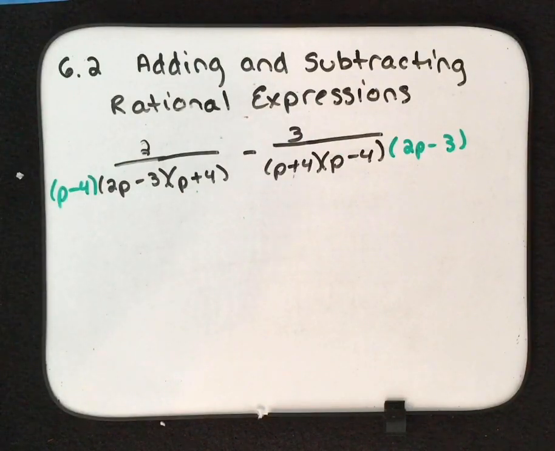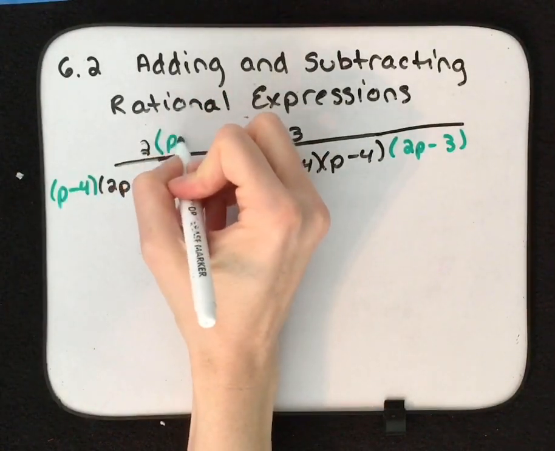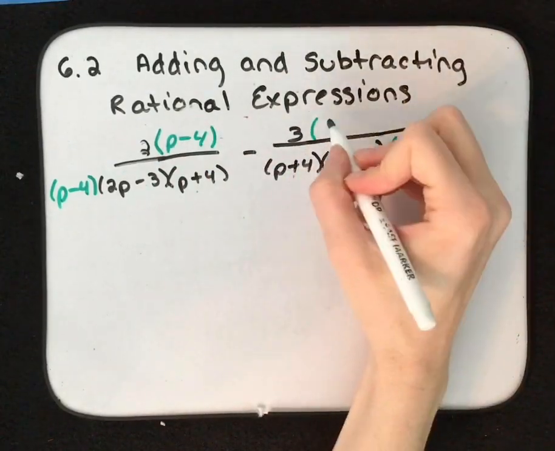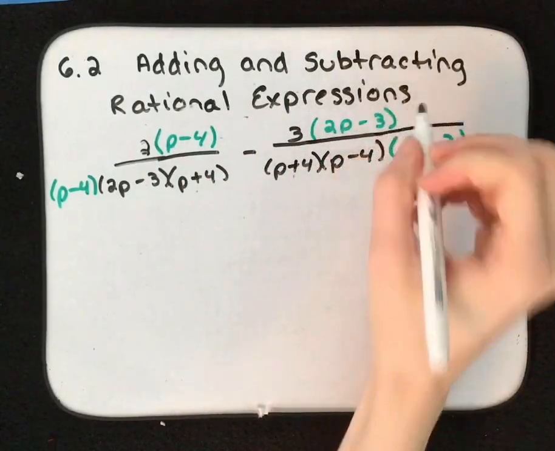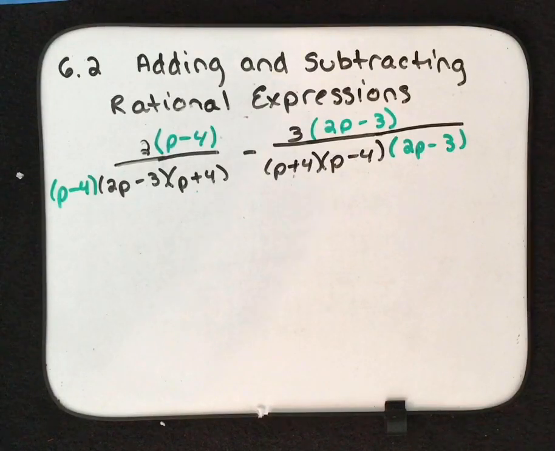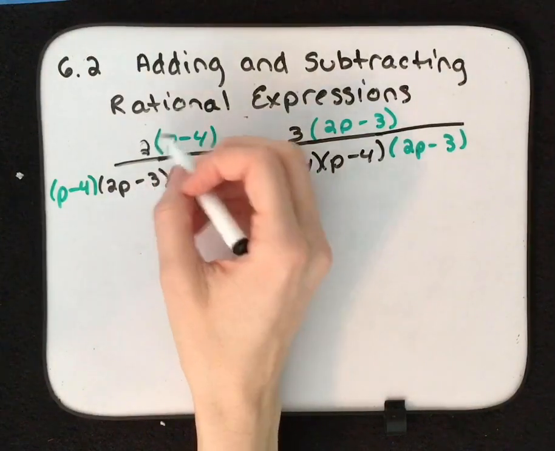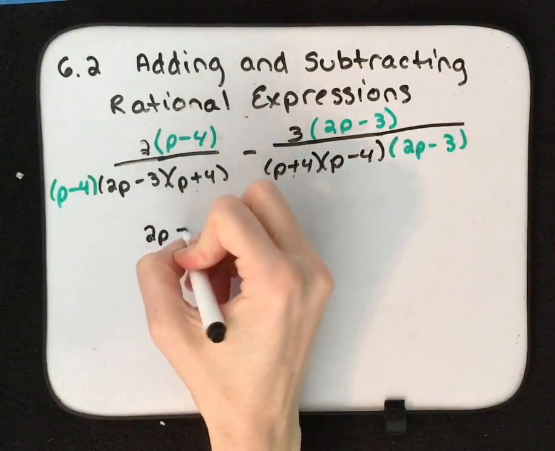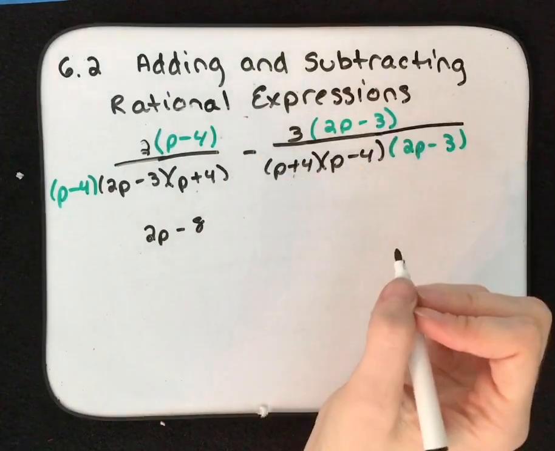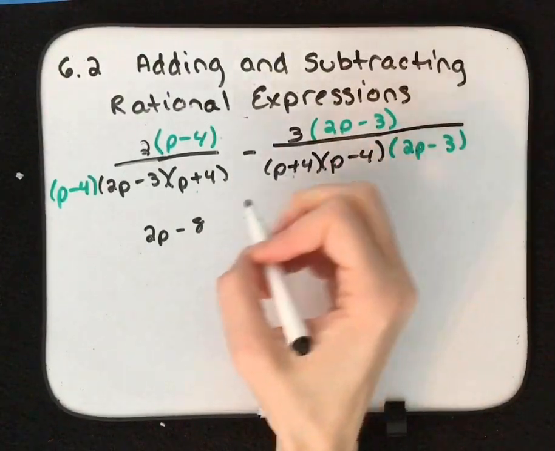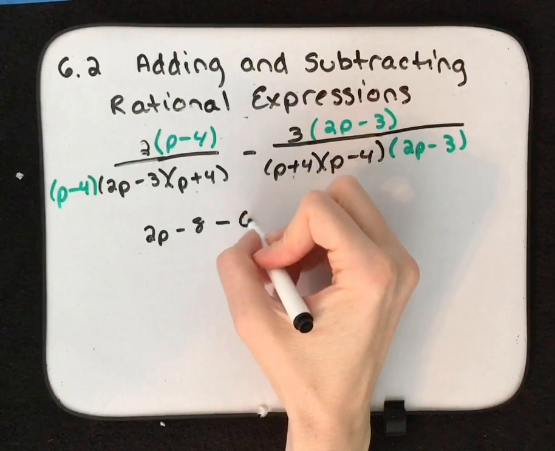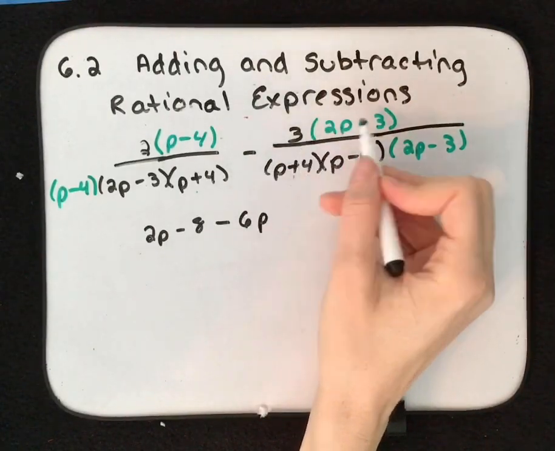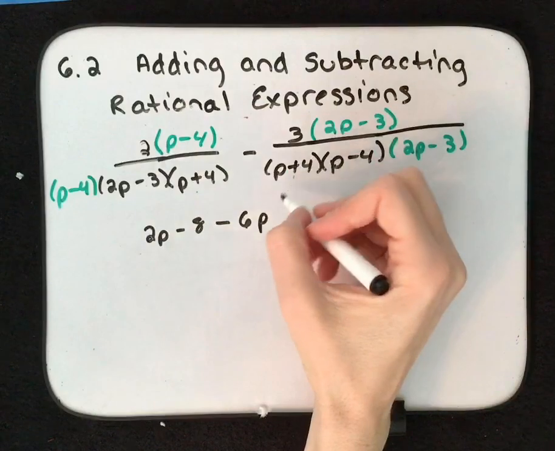So whatever you do to the denominator, you have to do to the numerator so that you keep it with a multiplying of a value of 1. So that means I need to multiply p minus 4 here, and I need to multiply 2p minus 3 here. Now we can simplify it all down. So while we multiply this all through, how about we do some distribution? So here we have 2p minus 8 minus, now be very careful, we're distributing a negative 3 here. So that gives us negative 6p, and then we would have a negative 3 times a negative 3, that's going to give us plus 9.